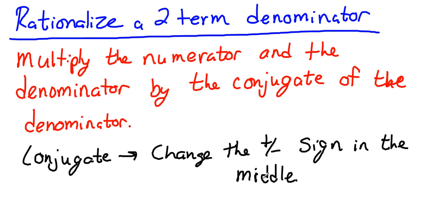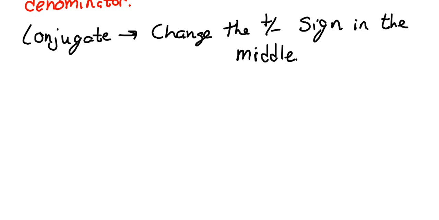Okay, so if it's a 2-term denominator, you're still going to use the square root, but the only thing you're going to do different is you're just going to change the sign. If you're given square root of 3 plus 2, you're going to change it to square root of 3 minus 2 and multiply the top and bottom by that number. Okay, so here's an example. Again, still the same direction, they're still just going to ask you to rationalize.